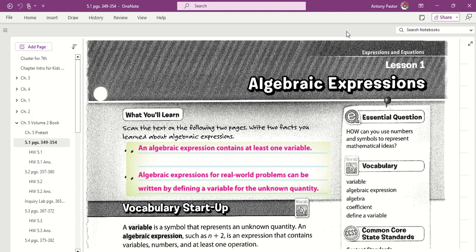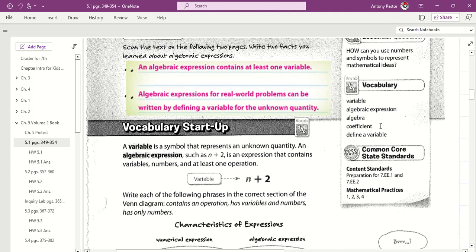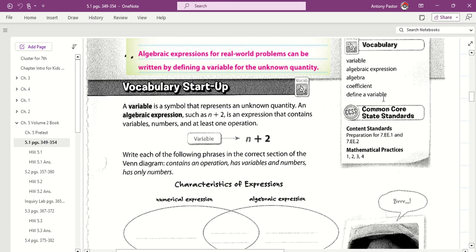Today we're doing 7th grade math. This is Chapter 5, Lesson 1. Today we're dealing with algebraic expressions. So, we have the following vocab to start off with. We have variable, algebraic expression, algebra, coefficient, and define a variable.